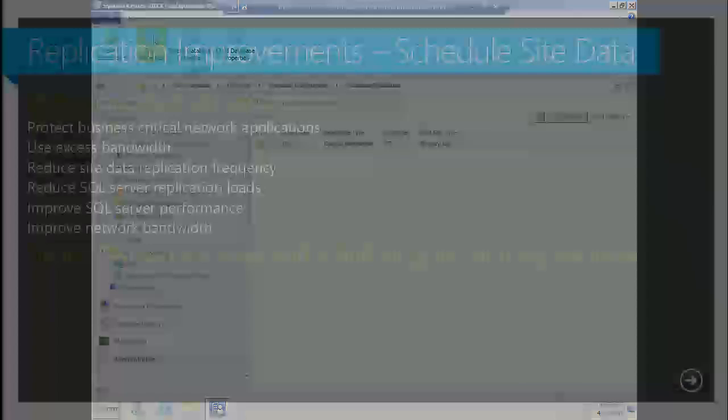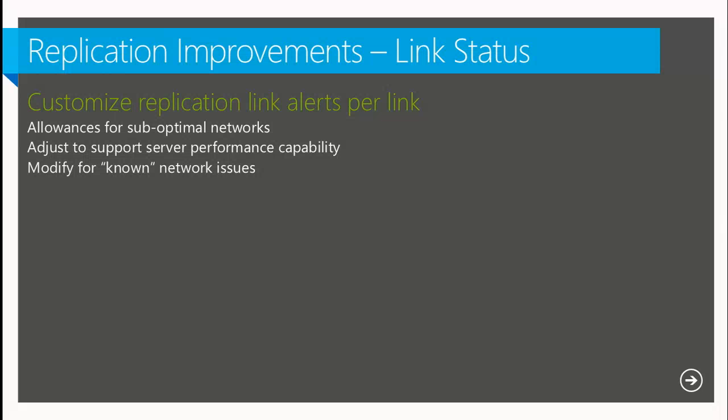All right, let's go on to our next one, the link status itself. This is one I alluded to in the presentation yesterday in regard to not getting alerts for replication links that you might know are flaky or take longer because of latency purposes or bandwidth issues, and therefore you don't want to have alerts showing up in your console and your operations people calling you in the middle of the night.